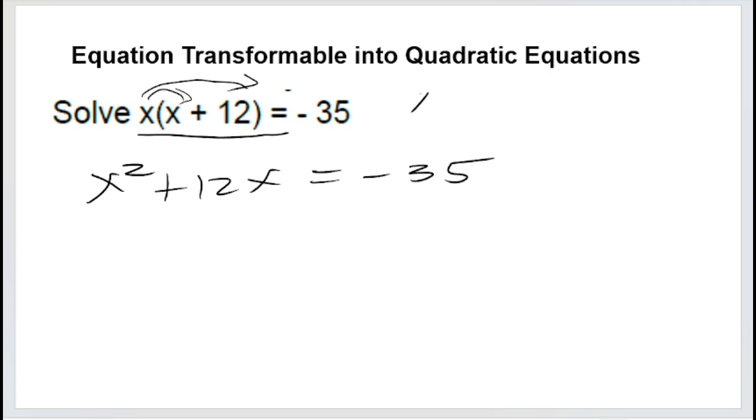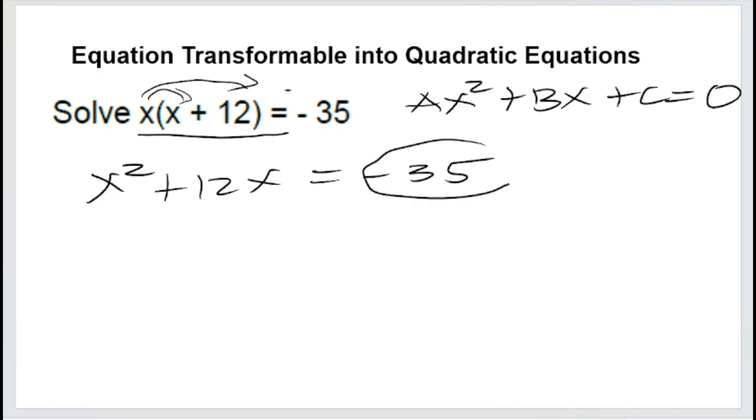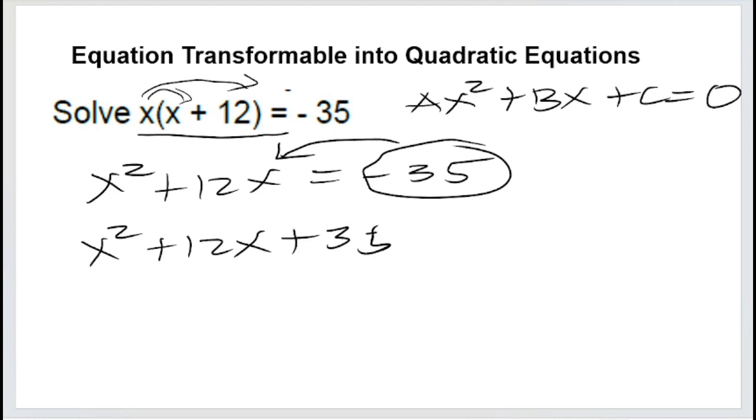So yung ating standard form ay ax squared plus bx plus c is equal to 0. So kailangan, ito, malipat natin dito. Kaya we have x squared plus 12x. Pag nilipat natin itong negative 35, i-change to positive. So positive 35 is equal to 0. So ganun lang natin ililipat yung ating equation into quadratic equation.